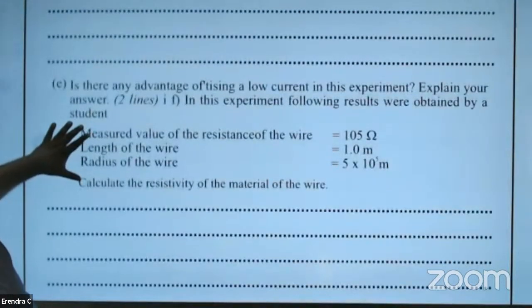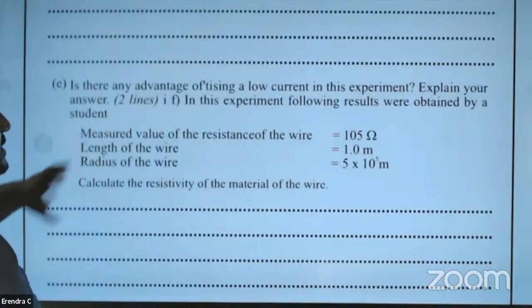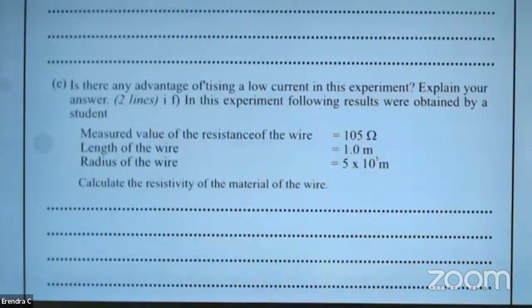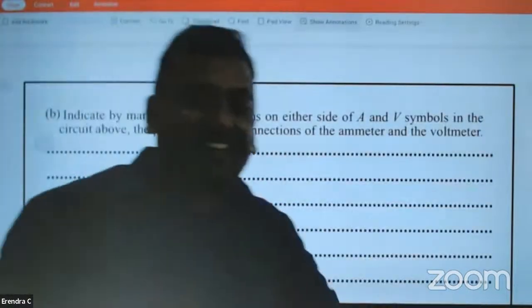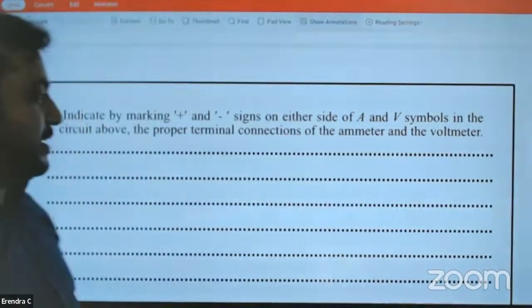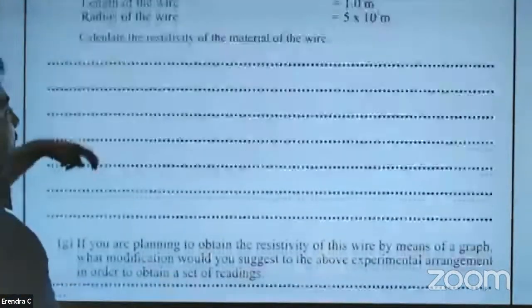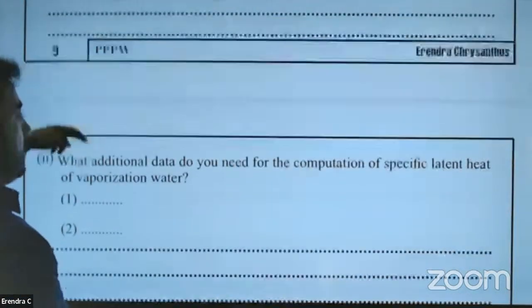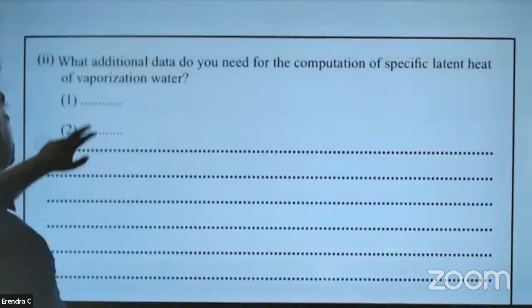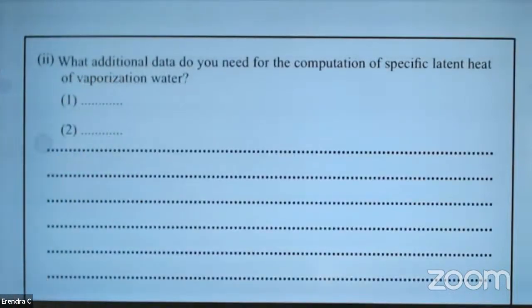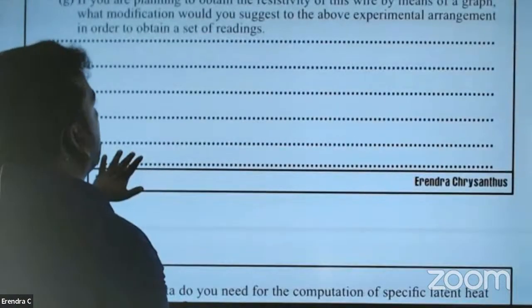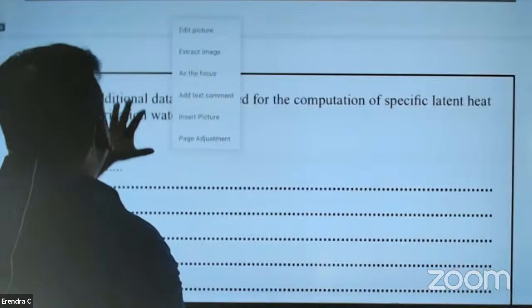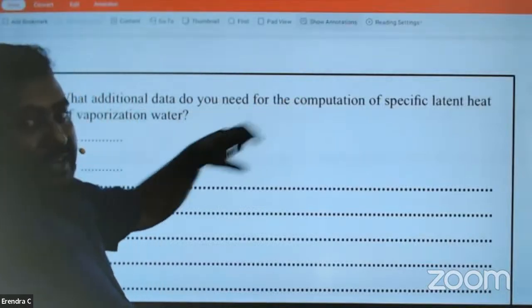Now, I think this one is mistakenly printed there because part of the question is missing. Don't worry, I added that question later. You can ignore that part of the question. The earlier question continues from here. They are still on specific latent heat of vaporization.